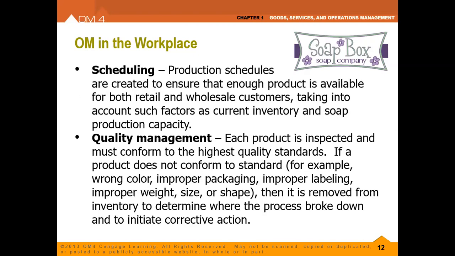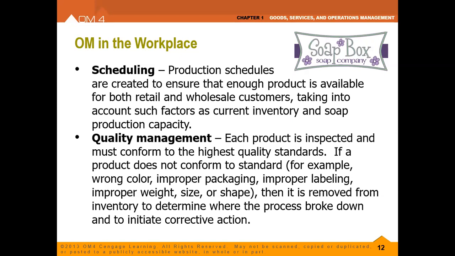And then scheduling, so a production schedule is created so that enough product is available for both retail and wholesale customers. And when we want to make sure we have enough product, we also need to think about whether or not our inventory is too much or too little. So that's the balance we have to find. Okay, we want to have enough inventory, but we don't want to pay too much for inventory costs. We don't want to pile up too much inventory that we cannot sell. So we need to find a good balance.